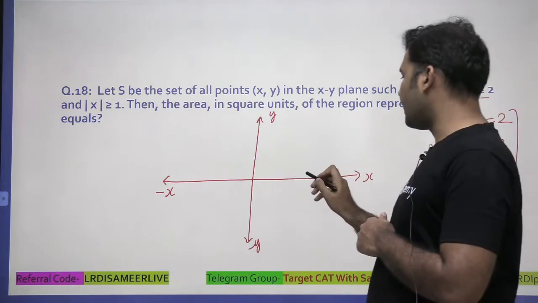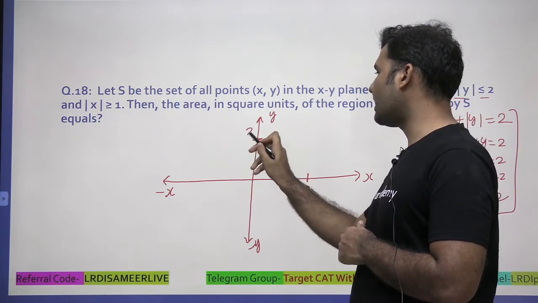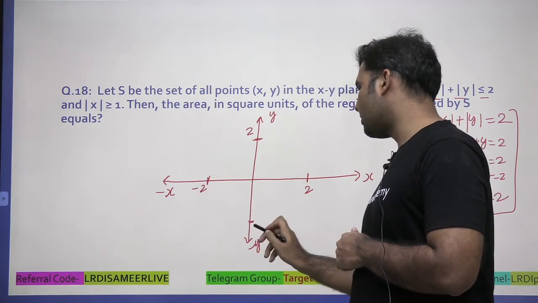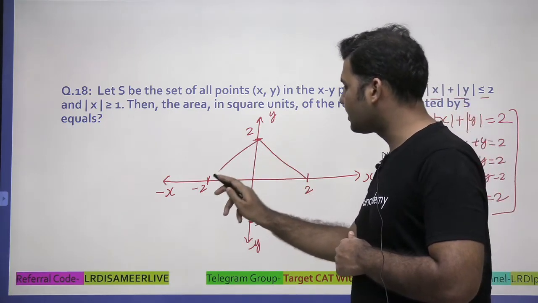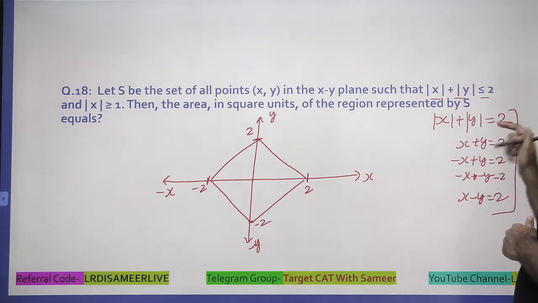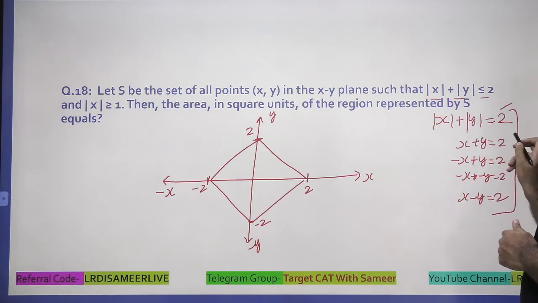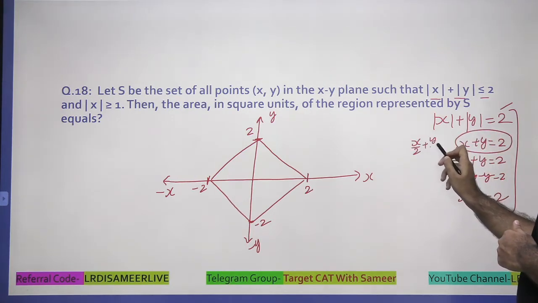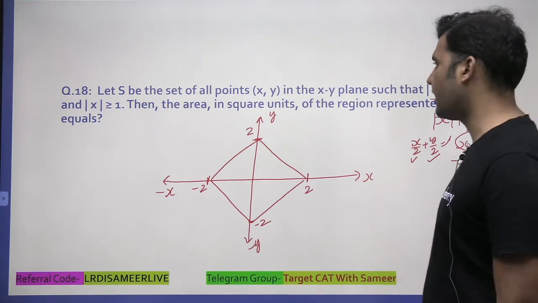So take an intercept of 2 on x-axis, take an intercept of 2 on y-axis, take an intercept of minus 2 on x-axis, take an intercept of minus 2 on y-axis. Join all these points and you will get the graph of mod x plus mod y equal to 2. That's the graph of mod x plus mod y equal to 2. Why 2 intercept? Because this can be written as x upon 2 plus y upon 2 is equal to 1. This is x-intercept and this is y-intercept. This is a basic, you should know that, right?